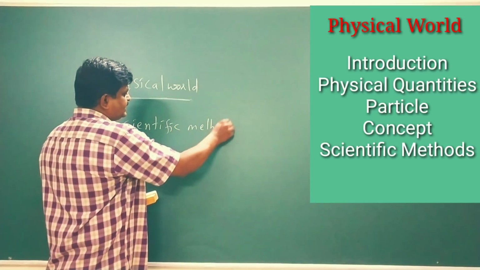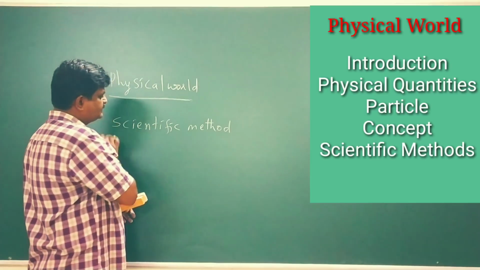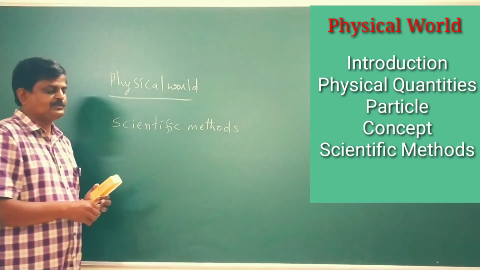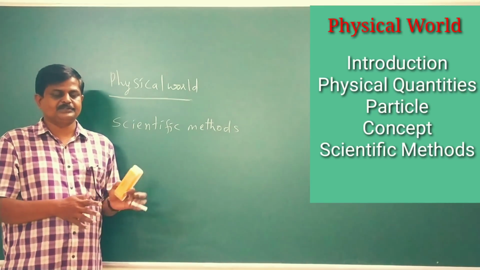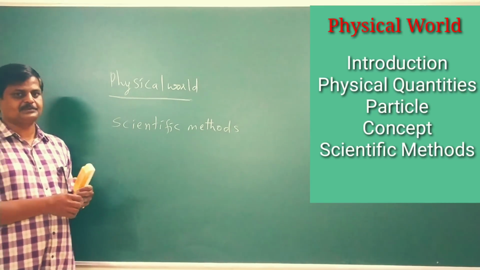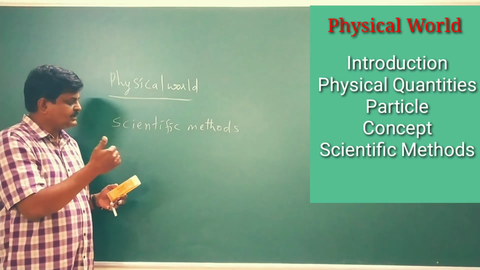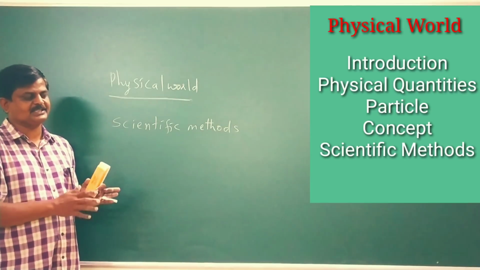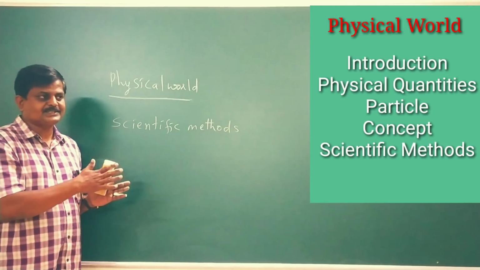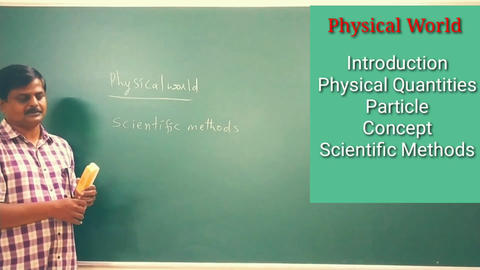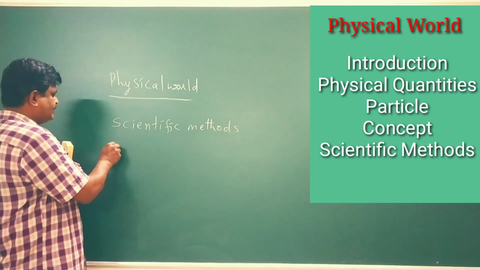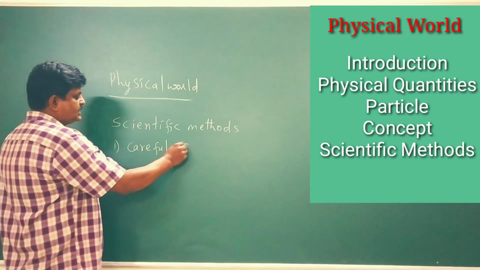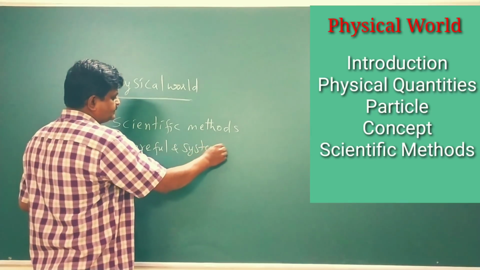In order to analyze any process, they follow what are known as scientific methods. Sometimes we say think scientifically. Actually, what does it mean? What are the actual steps involved in a process called scientific methods? How do scientists actually analyze any given natural phenomena? So the first step is careful and systematic observation.